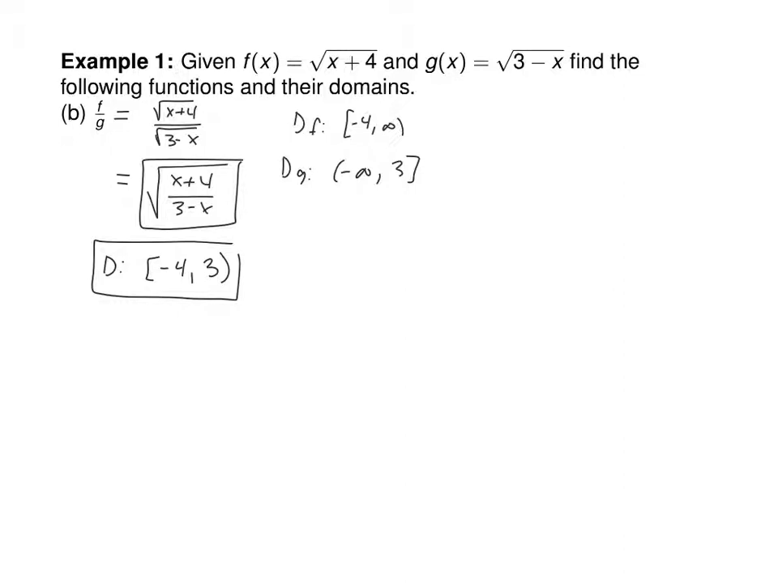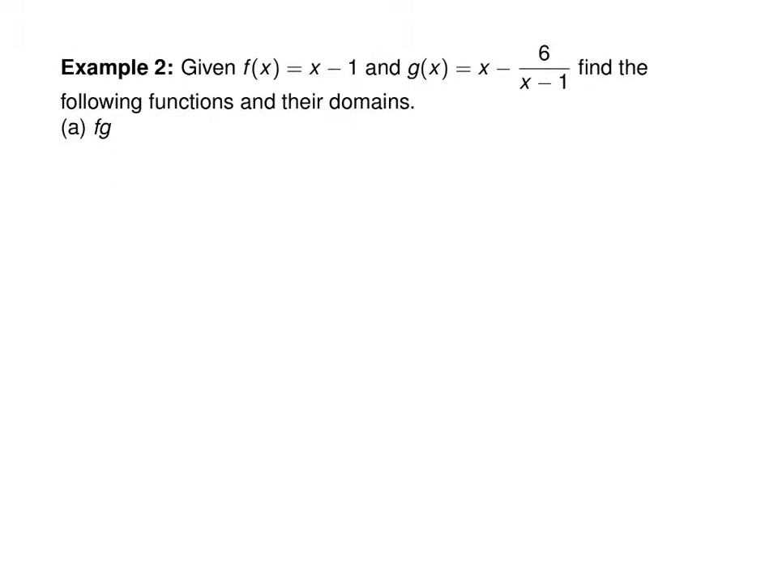Okay. How about this guy? So f of x is just x minus 1, and g of x is x minus 6 over x minus 1. So f times g. So take x minus 1 and multiply it by x minus 6 over x minus 1. That's what fg means. If I meant composition, what has to be in between the f and the g? What's the little circle thing? The o, exactly.